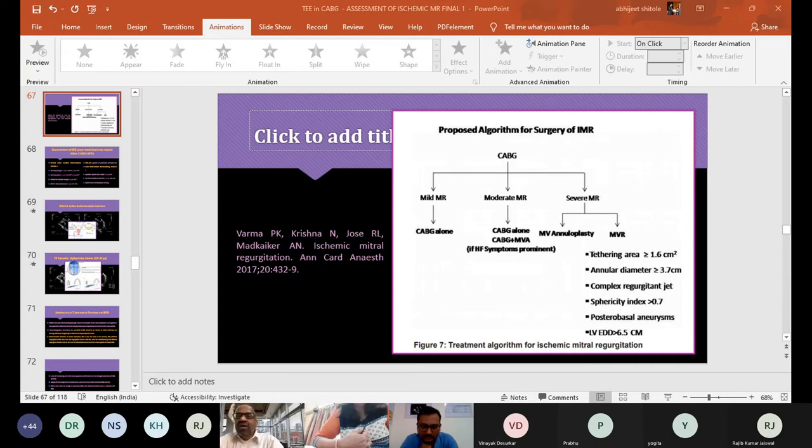Can we have a class on 3D TEE, please? We will do that. Thank you so much. Dr. Kritika has asked for a separate session on 3D TEE. We'll do that in a subsequent session. Are there any other questions?